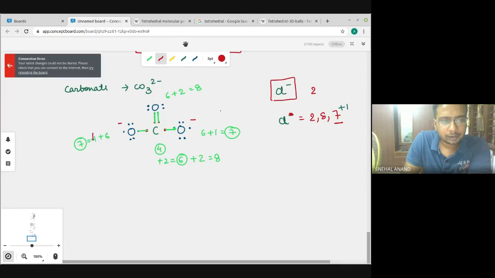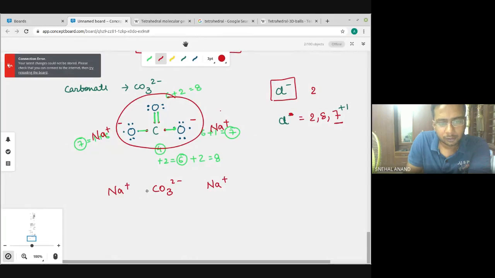Okay. So suppose sodium gives the electron to this oxygen. So this whole thing here in between, which has effectively taken 2 electrons from 2 sodium, is called carbonate. And this is 2 sodium cations giving 2 electrons. So the full molecule is called sodium carbonate. Is this thing clear to everyone?